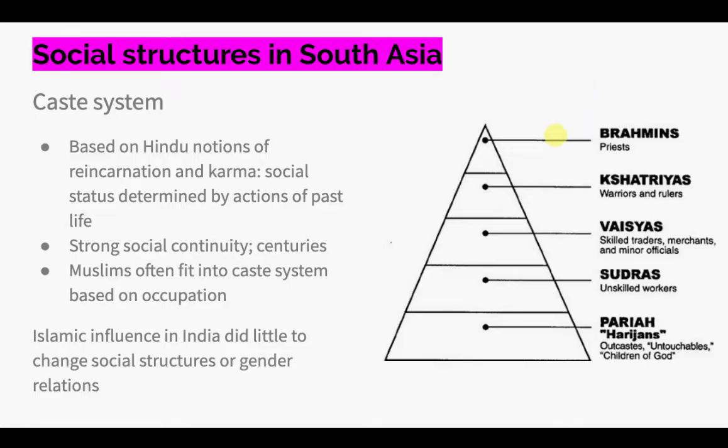So this diagram on the right shows the castes. Generally, the higher you are on this pyramid, the closer you are to release from the cycle of rebirth. This cycle was so rigid because of its connection to religious beliefs.